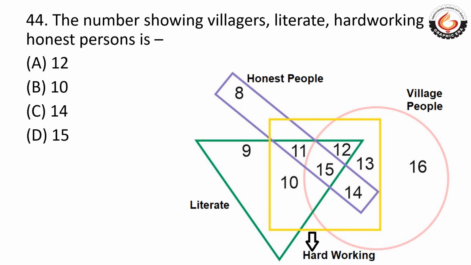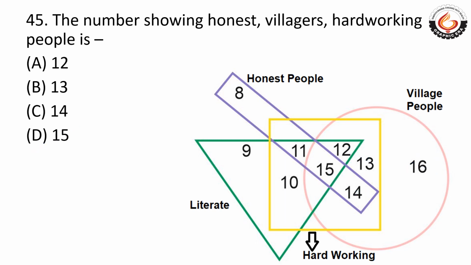Number showing villagers, literate, hardworking, honest person. I guess it is the same as the previous one. Villagers: 12, 15, 14, 13, 16. Literate: 12 and 15. So these three are cancelled, they are not there now. Hardworking: 12 and 15 are hardworking also. And honest: 12 is not honest, 15 is honest. So the answer is 15. Option D is the correct one.